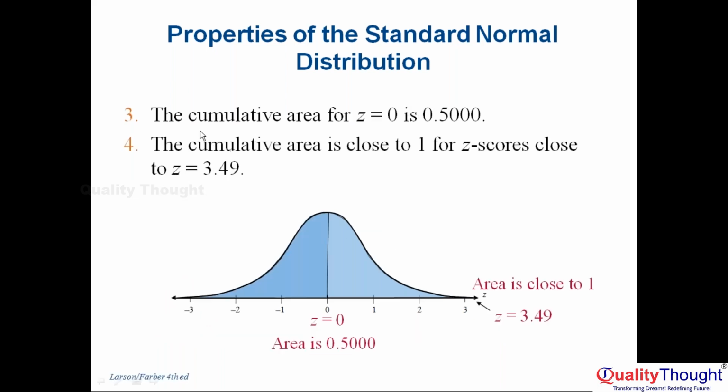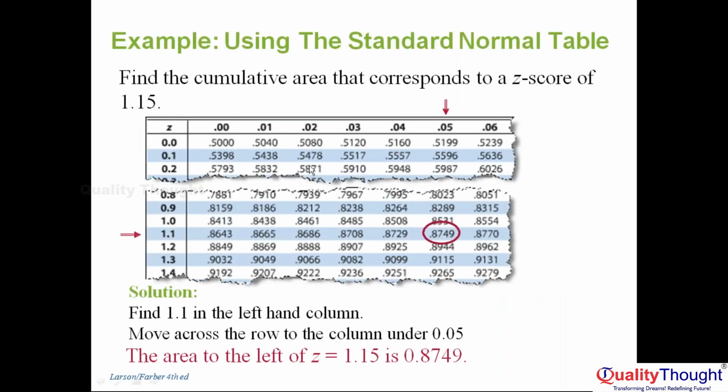Okay. If someone asks you what is the cumulative area for Z equal to 0 in the standard normal distribution, it is 0.50. Why? Because the total area can be considered as 1. The cumulative area is close to 1 for Z scores close to 3.49. Okay, this is generally a cumulative area chart, the standard normal distribution chart.